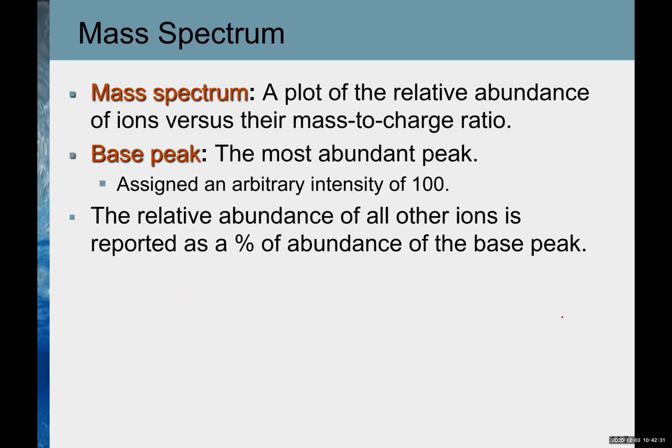So in a mass spectrum, a plot of relative abundance of ions versus the mass to charge ratio is plotted. Whichever peak is the most abundant, and that doesn't have to be the heaviest one, one of the fragments will be the most common fragment. So that peak will be assigned an arbitrary value of 100. So we call this the 100% peak, just arbitrarily.